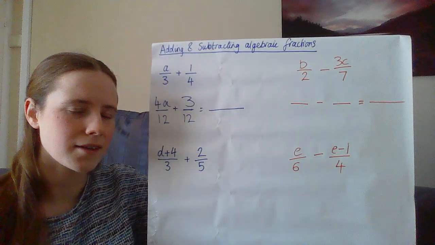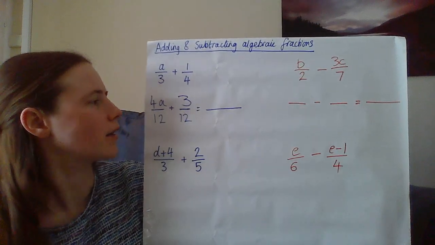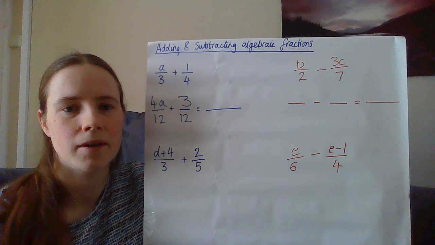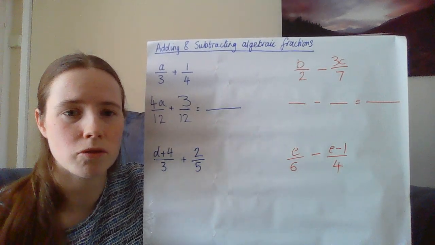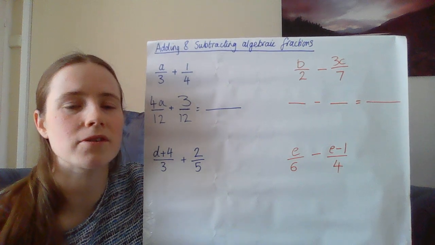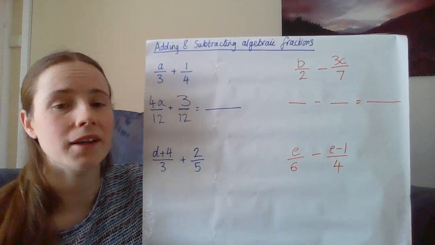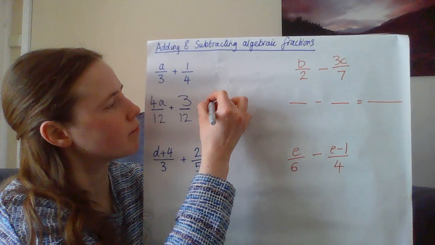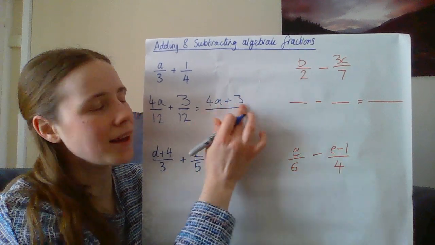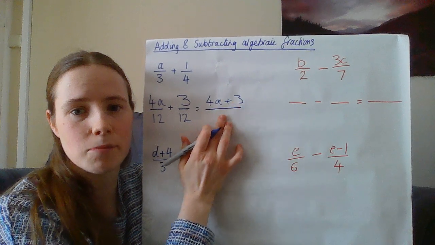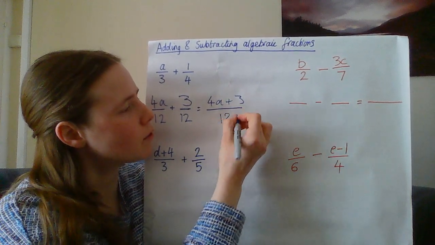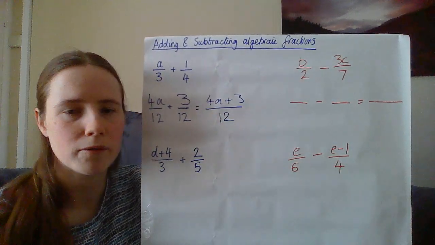Now what I do, exactly the same as if I'm just adding numbers, is I add the top together. I'm not going to get 7a. I've got 4a plus 3, not 4a plus 3a. So I'm just going to write, in this case, 4a plus 3. If you can simplify it, then you would, but I can't because I've not got a letter at the end of each bit. Okay, so 4a plus 3 over 12.